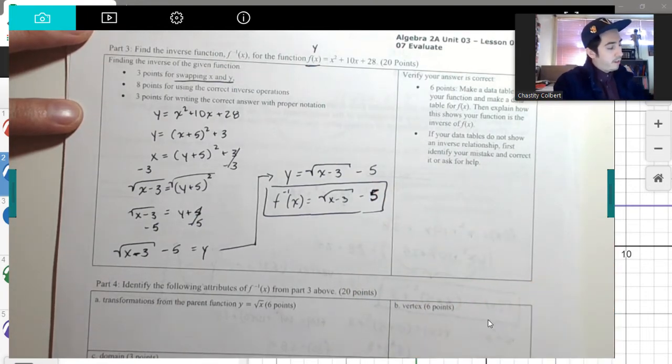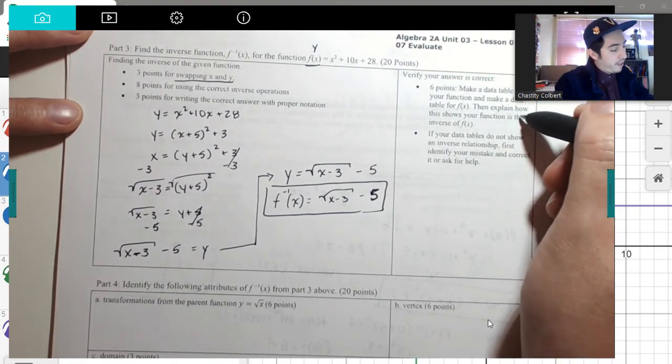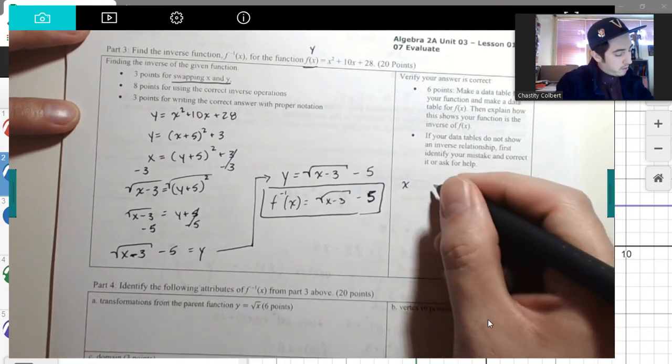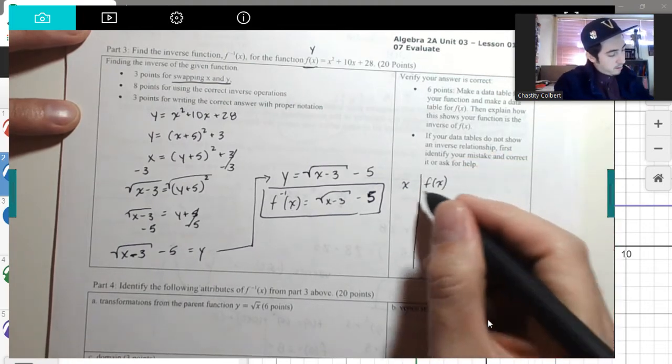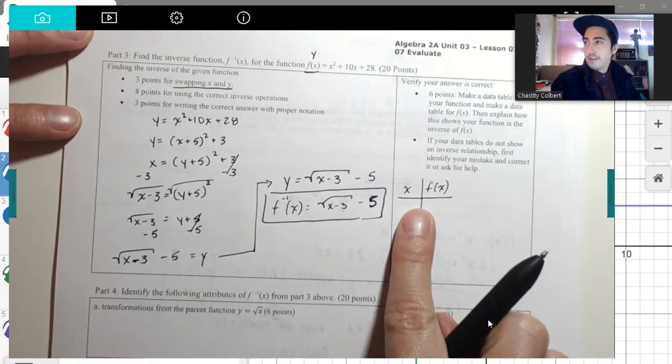Verify your answer is correct. Make a data table for your functions and make a data table for f of x. Then explain how the inverse shows that. So let's do that. So let's do one for x and f of x. All right, we'll make a table here. So this is for our original function here.